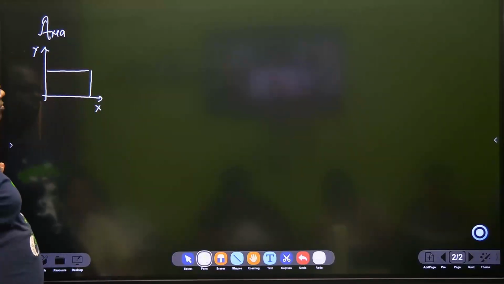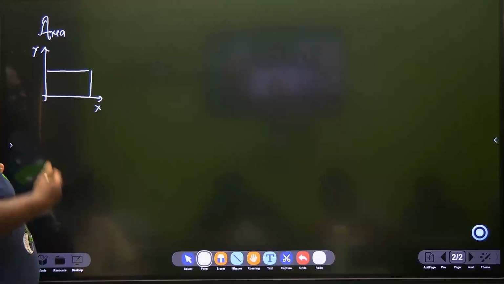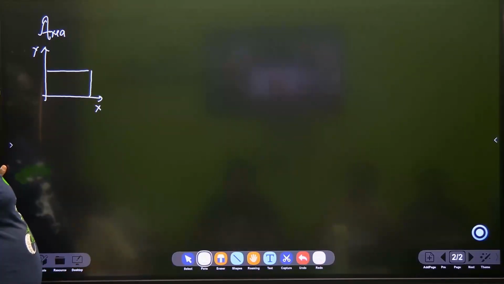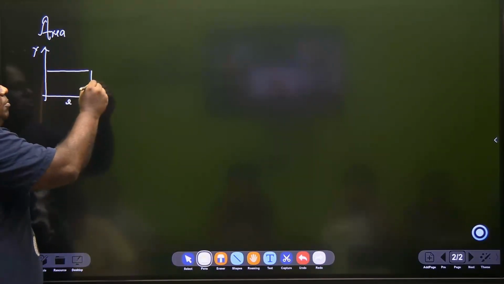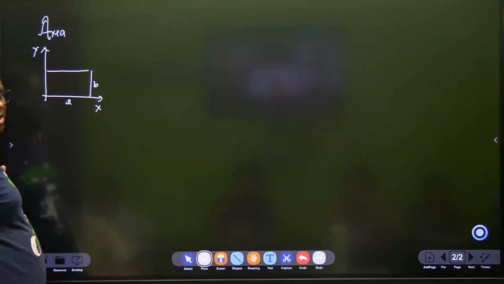Okay, this is my x-axis and this is my y-axis. Pay attention, I'll give you time to draw, don't worry. This is a rectangle. A rectangle is actually specified by what? A length and the breadth.